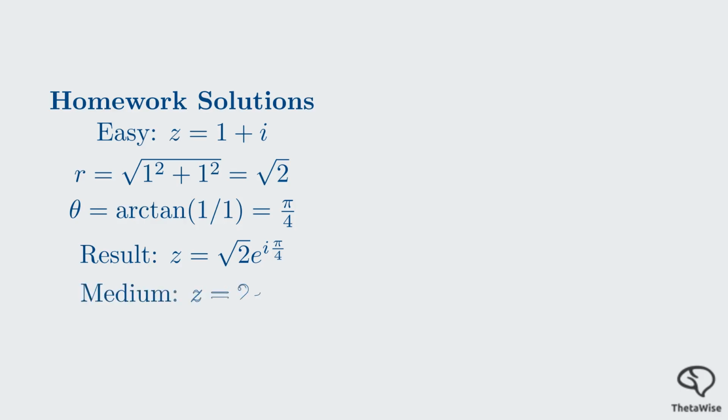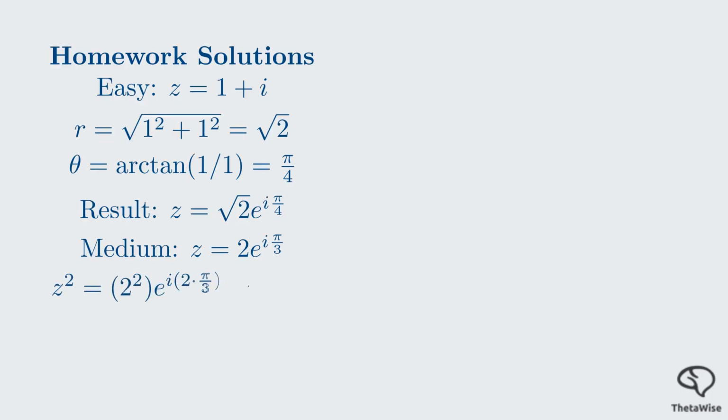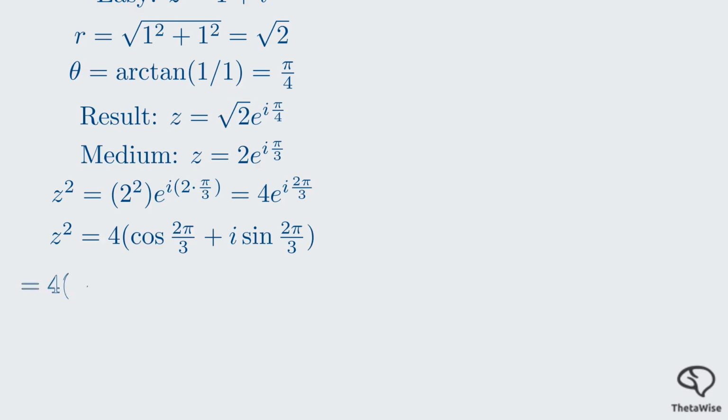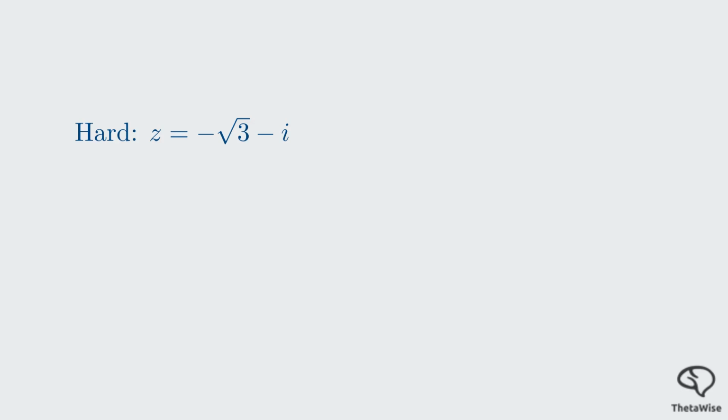For the medium question, z squared equals 2 squared times e to the i 2 times pi over 3, which is 4e to the i 2 pi over 3. To get to Cartesian form, we use the polar expansion 4 times cosine 2 pi over 3 plus i sine 2 pi over 3. This simplifies to 4 times negative 1/2 plus i root 3 over 2, giving negative 2 plus 2i root 3.